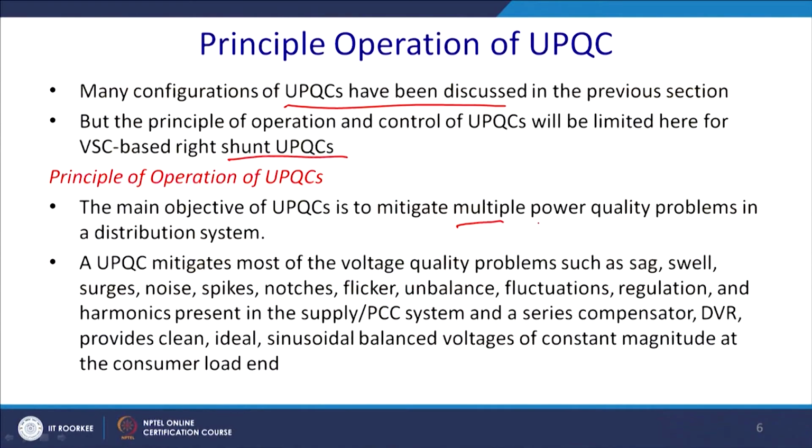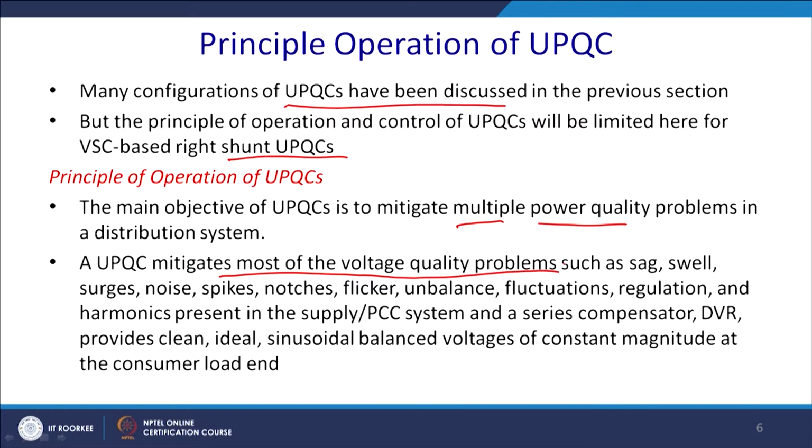Some are related to the voltage, some are related to the current. So, it mitigates multiple power quality problems in a distribution system, that is voltage surges, voltage sags, drift in voltage, harmonics and all those things, and also unbalanced load, unbalanced negative sequence component, and the reactive power from the current harmonics, all those will be part of the current disturbance.